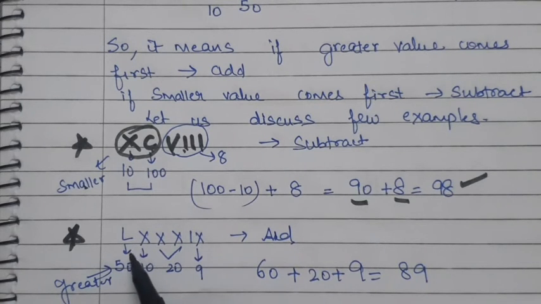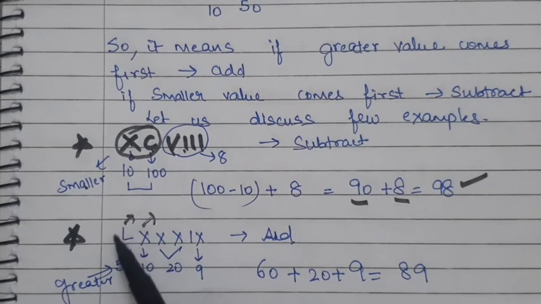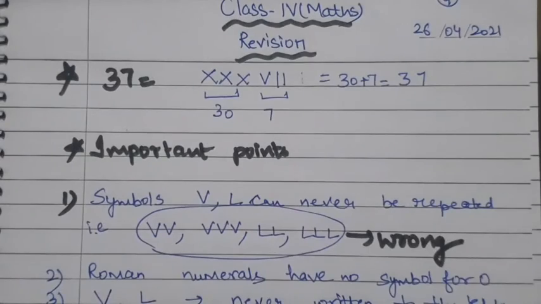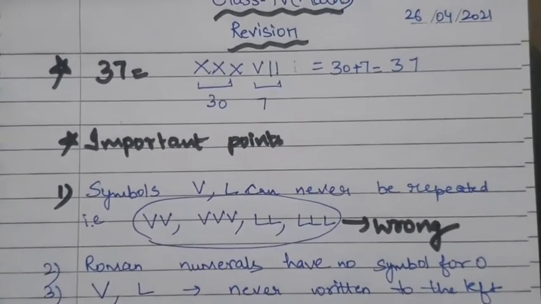And next is LX. Now this is 50. Then this is 10. This is bigger. So it means addition will be there. 50, 60, 70, 80. Then we have 9. So this is 89.